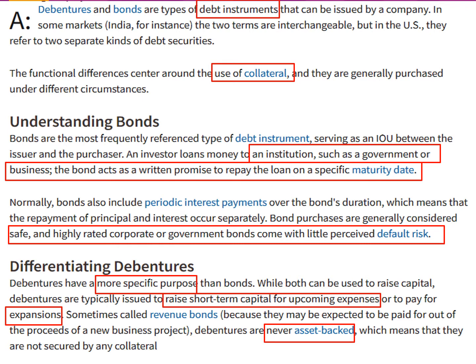But remember the last sentence: debentures are never asset backed, which means they are not secured by any collateral. That means debentures are not secured by assets. So if the company fails in the project, the company may not be able to pay off all the debts at the date of maturity. So the default risk for companies issuing debentures will be higher.